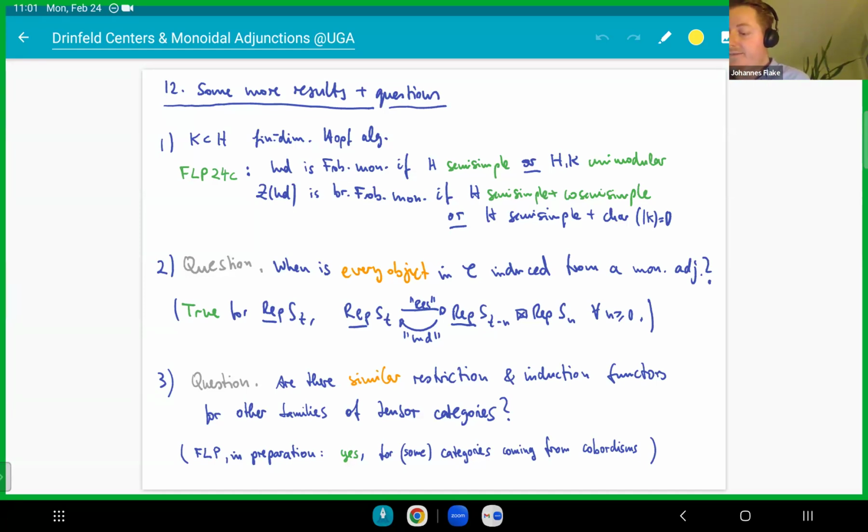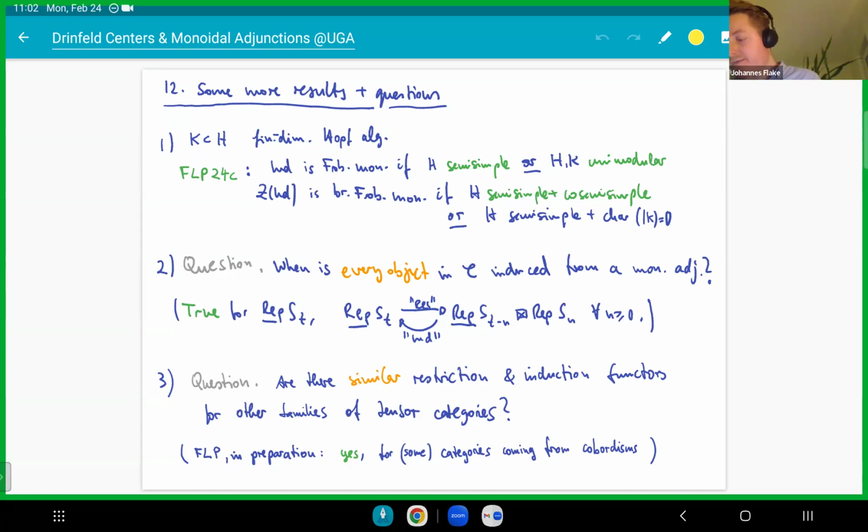So, for instance, in this concrete project with Nate and Robert, we found that induction from something somehow produces all objects that there are in the center. So one of our results there was that, I didn't say this earlier, but the version of induction restriction for these interpolation categories looks like this. We start with an interpolation category Rep S_t, and then we restrict to something that is the Deligne tensor product of another interpolation category Rep S_{t-n}. So there is some natural number n, but this could be anything.